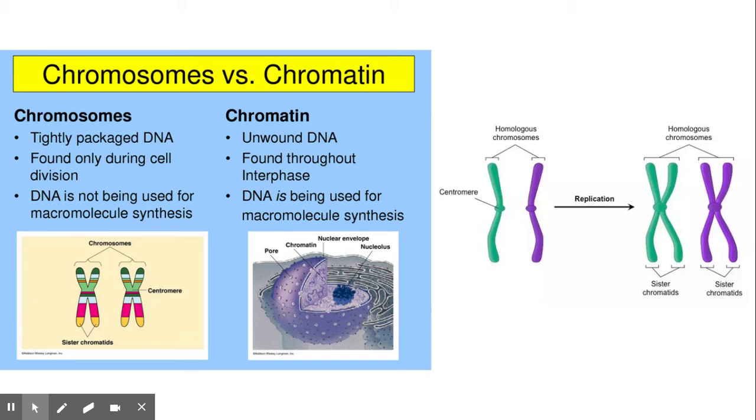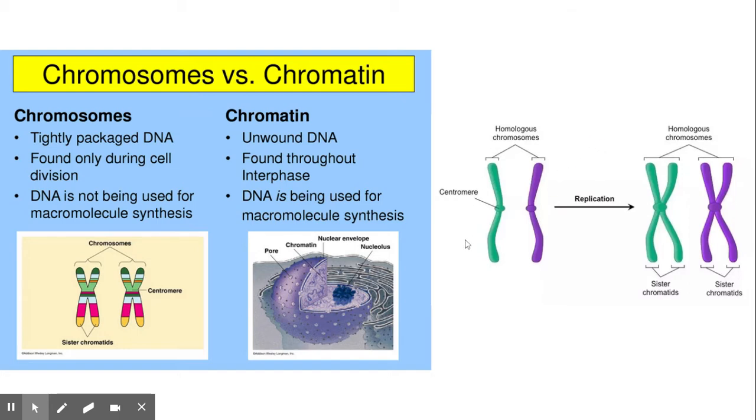But when it comes time for the cell to get ready for division, the DNA does not want to be all loose and spaghetti-like because it can get messed up and pieces can get ripped off, so it's going to condense itself. The chromosomes condense, curl, and bind on themselves into tightly packed DNA structures called chromosomes. We only find these rod-like structures during cell division, meaning during mitosis or meiosis. During this time, there's no other macromolecule synthesis taking place.